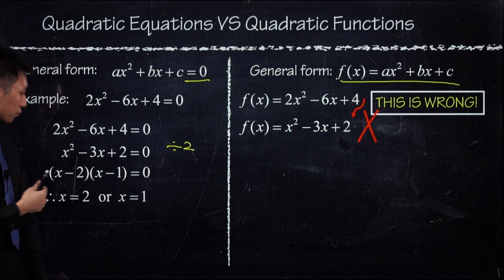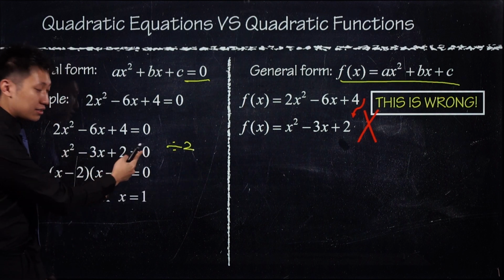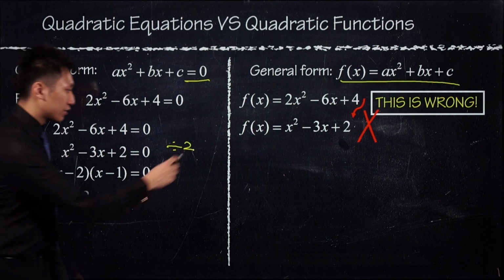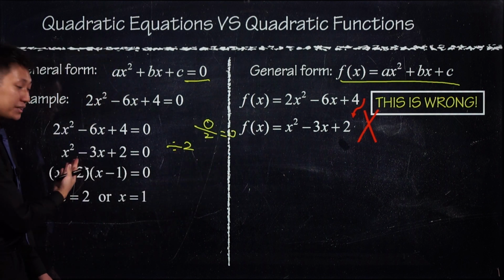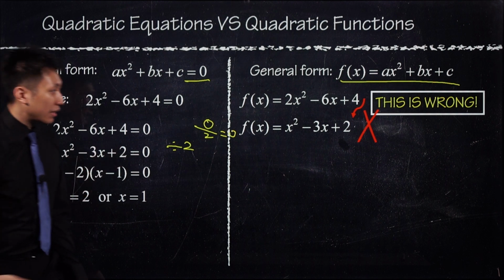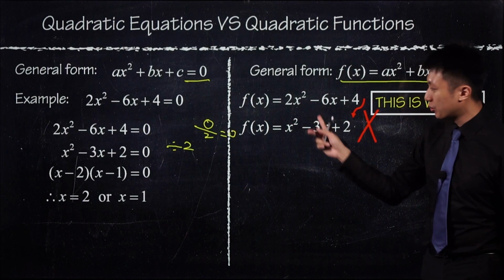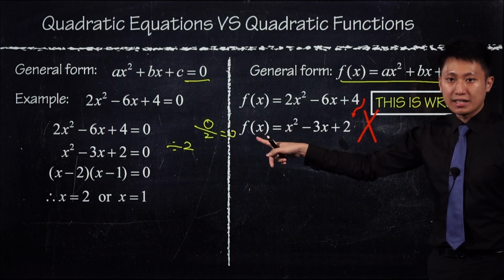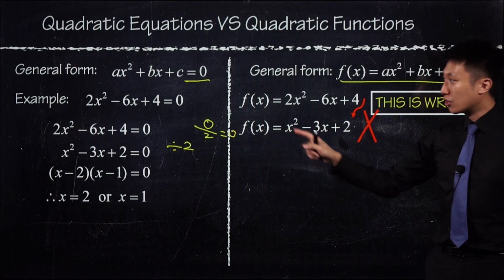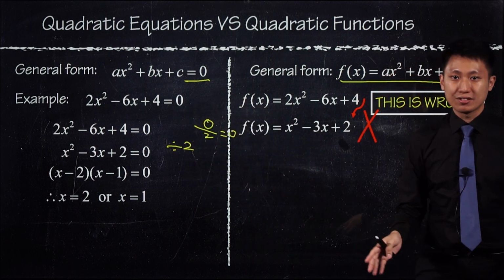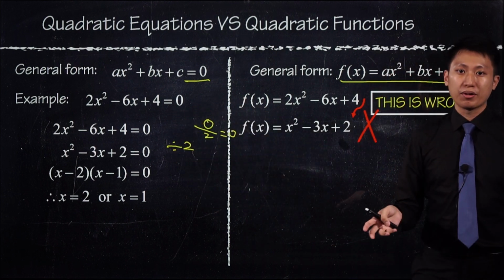Both sides divide by 2. This one divided by 2 is okay. 0 divided by 2 is what? 0 over 2 is still 0. So it's fine. The left hand side and right hand side are the same. But here, if you divide by 2, on the left hand side you can't be writing f(x) anymore, right? That's why they are different. So with a quadratic equation, you can do simplification, division, multiplication.